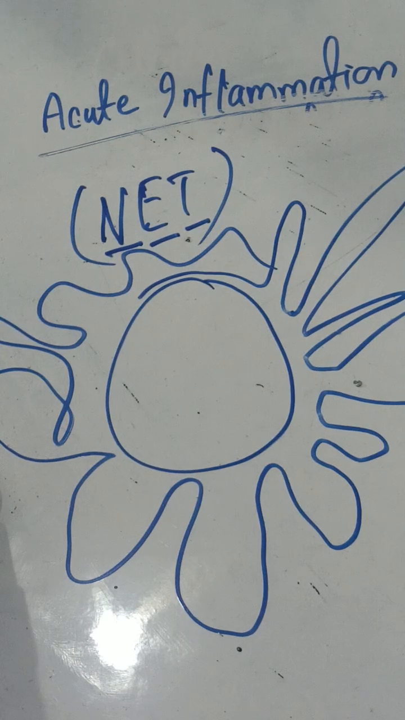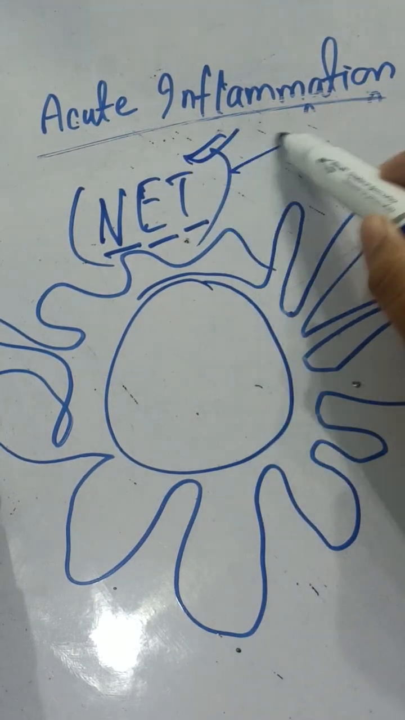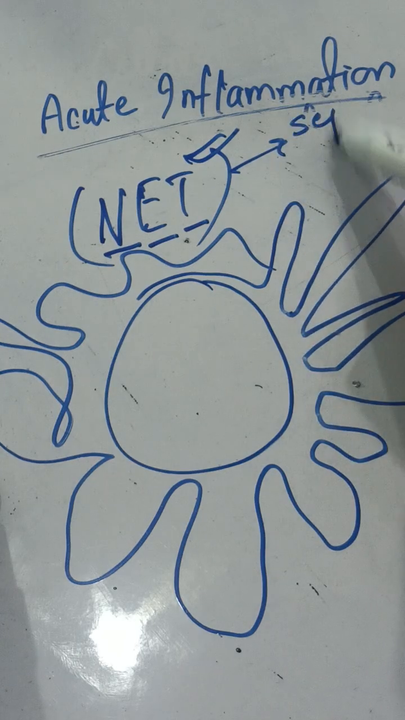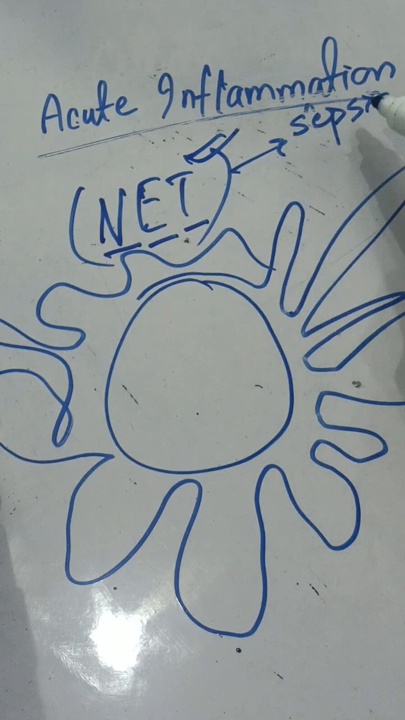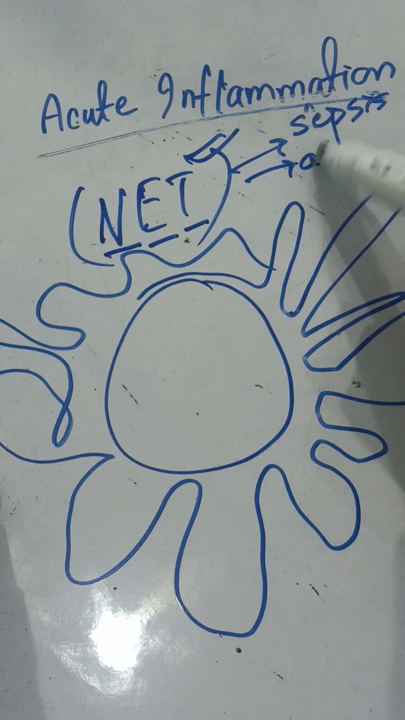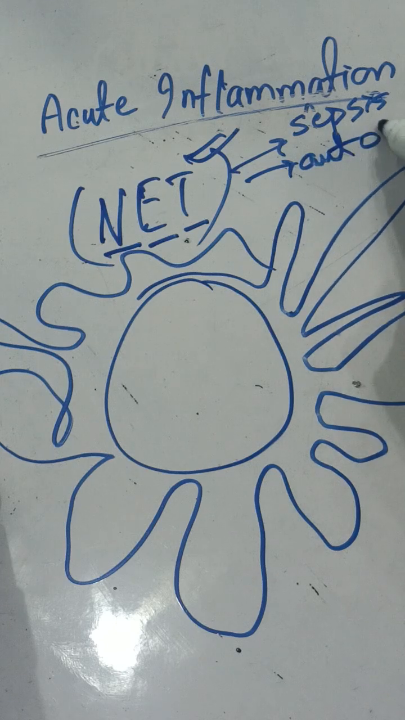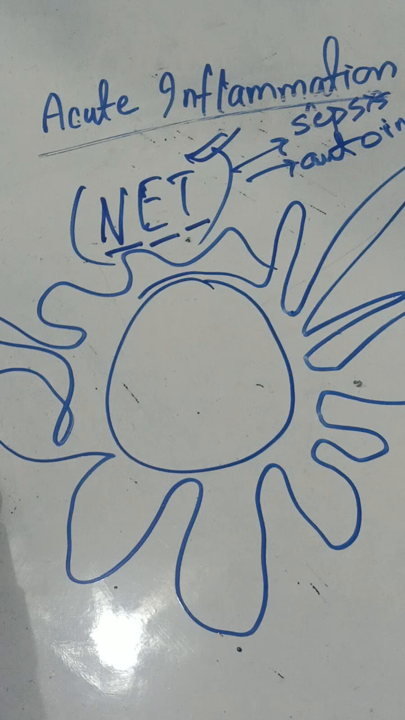They will kill your microbe. And this NET, when will it appear? It will appear during sepsis or during any autoimmune diseases. When you have any autoimmune disease, neutrophils appear like this, and then there will be stimulation of the formation of neutrophil NETs.